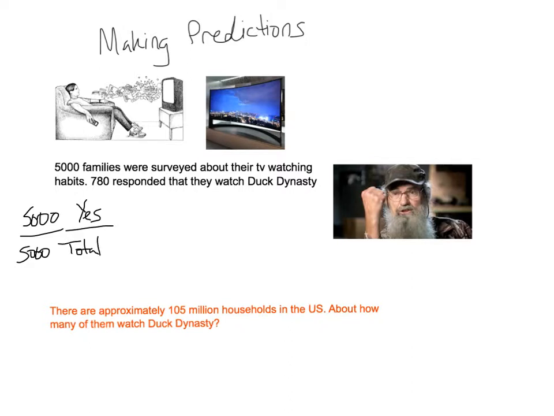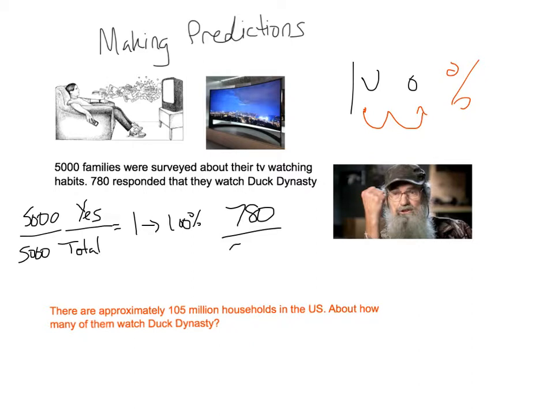Okay, and 5,000 divided by 5,000 would be 1, and 1 as a decimal would be 100%, because when you take a number such as 1 and make it into a percent, you take the invisible decimal, sometimes it's visible, it depends on the number, move it 2 places to the right and add the percent, and so it'd be 100%. So here, though, there's only 780 who said yes, we watched Duck Dynasty, and there were still 5,000 that were surveyed. So we need to take 780 and divide it by 5,000.